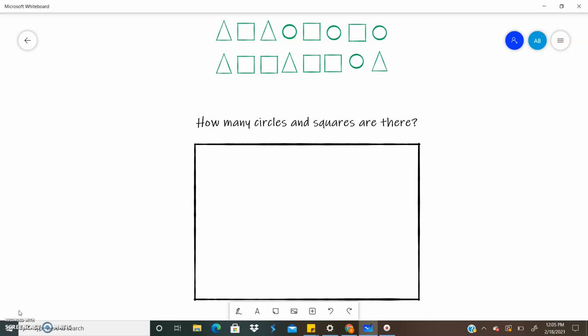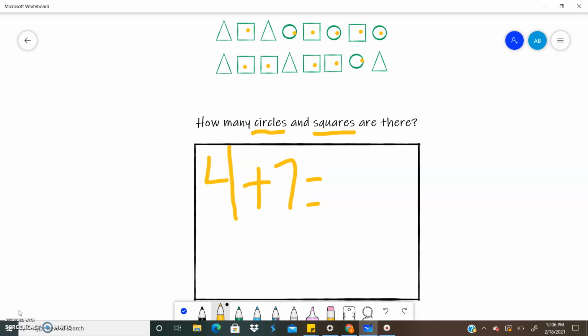Okay, so first of all, we need to see what we're looking for. We're looking for how many circles and squares there are. So let's underline that. Circles and squares. Let's see, how many circles did we have? 1, 2, 3, 4. So we have 4 circles plus how many squares? 1, 2, 3, 4, 5, 6, 7. 4 plus 7. What is 4 plus 7?